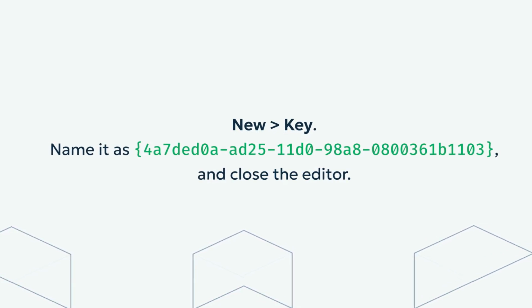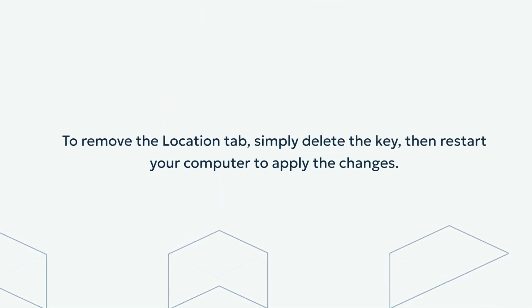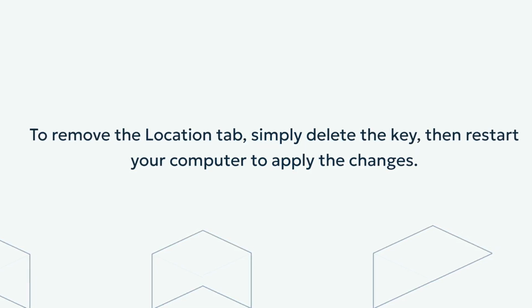Name it as, and close the editor. Restart your PC to apply the changes. To remove the location tab, simply delete the key, then restart your computer to apply the changes.